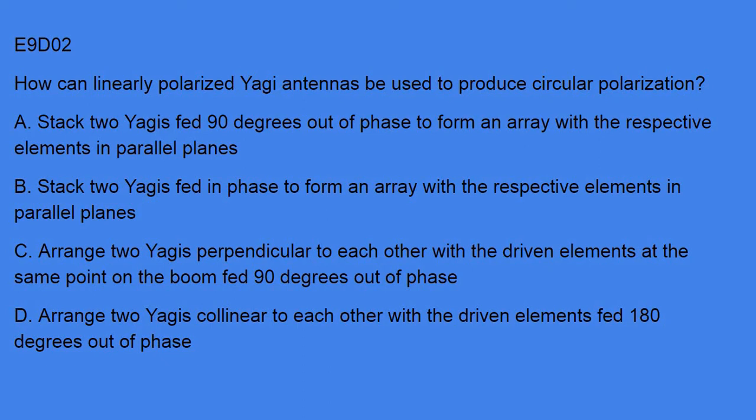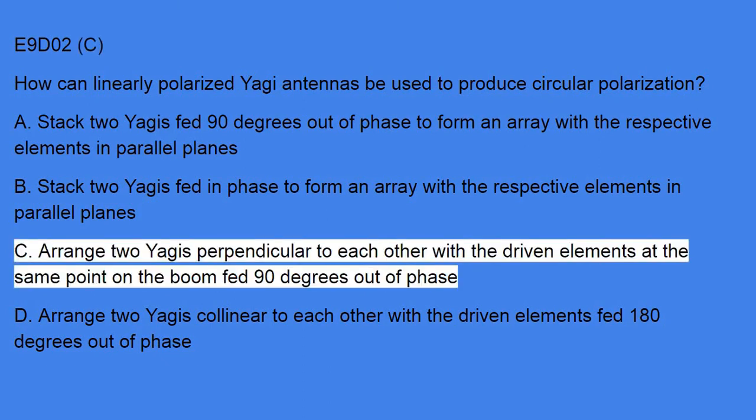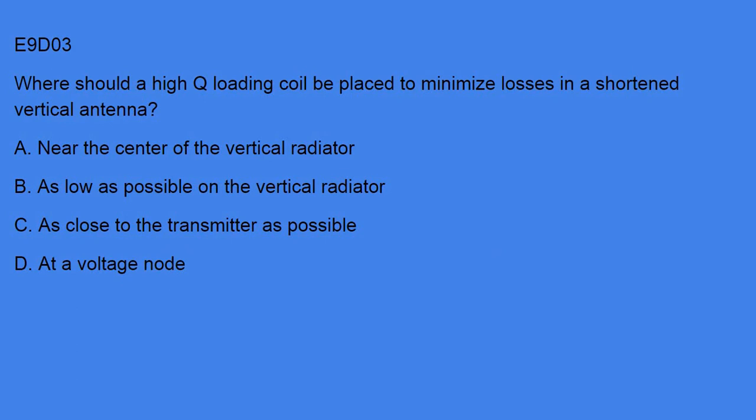E9D02, how can linearly polarized Yagi antennas be used to produce circular polarization? That is, arrange two Yagis perpendicular to each other with the driven elements at the same point on the boom fed 90 degrees out of phase. E9D03, where should a high Q loading coil be placed to minimize losses in a shortened vertical antenna? Near the center of the vertical radiator.